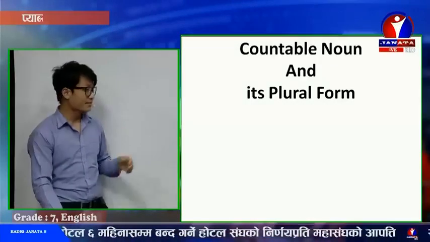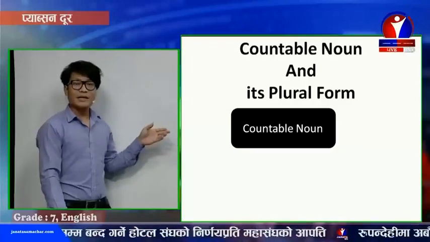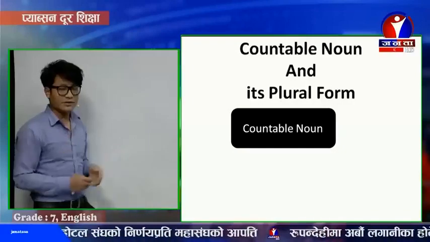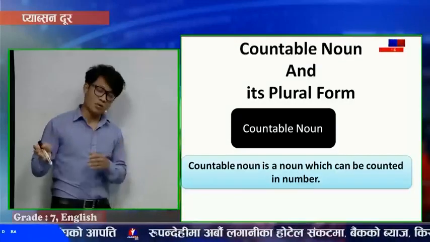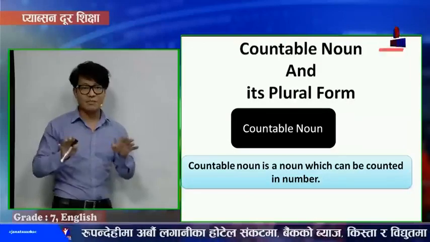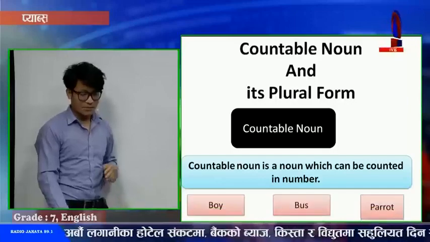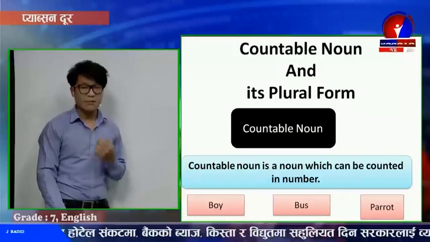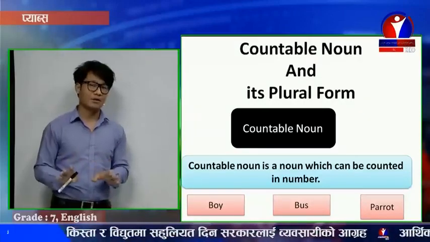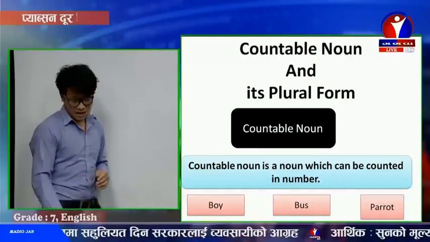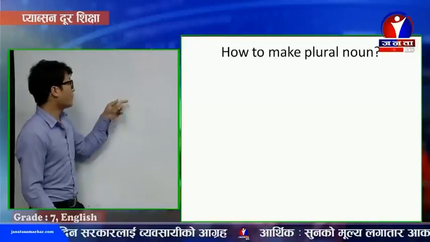So let's start. So first of all, let's have again the definition of countable noun. Countable noun is a noun which can be counted in a number. Example, boy, bus, parrot. These are the singular countable noun as example. Now let's start our class. How to make plural noun?